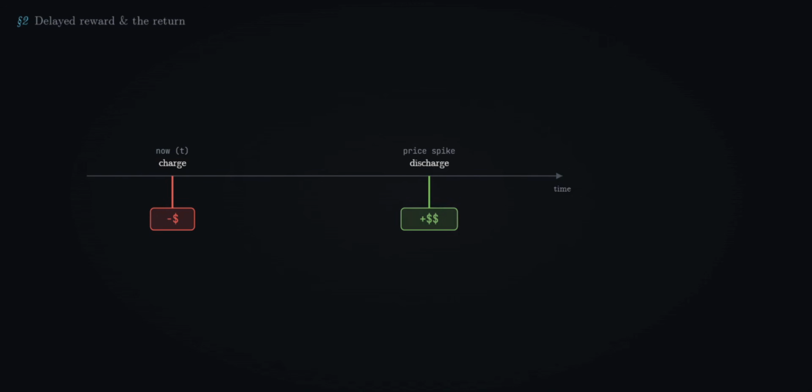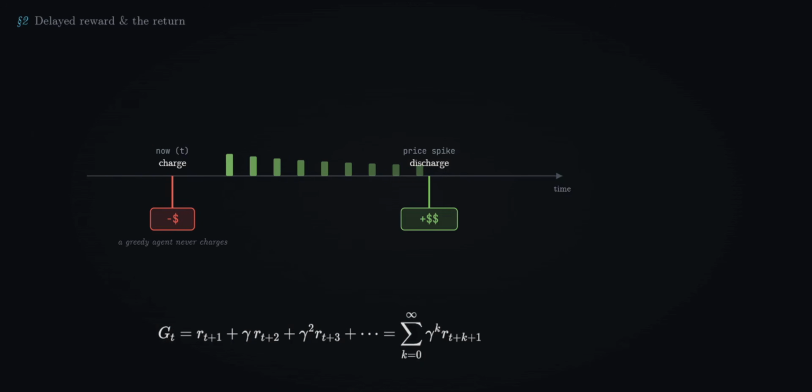And that phrase, over time, is where it gets subtle. The reward is usually delayed. Charging a battery costs you right now and only pays off hours later, when prices spike and you sell it back, actually. A greedy agent chasing only the immediate reward would never charge at all. So the agent learns to value the future.